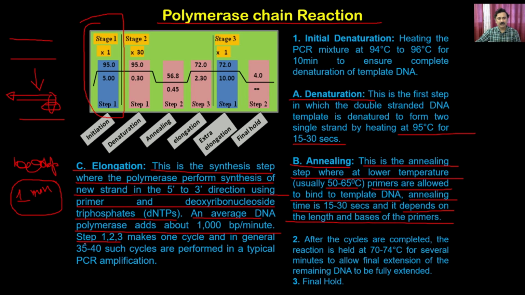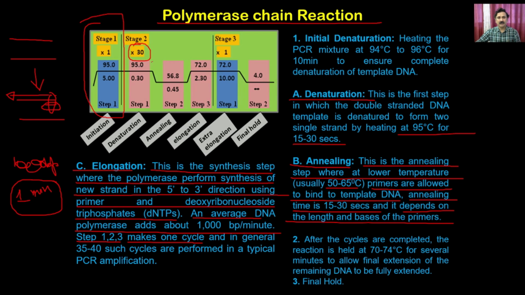So steps A, B and C make one cycle, and this will continue for multiple cycles. For example, in this example, we are saying that this will continue for 30 cycles. If this continues for 30 cycles, you can imagine that if you started with one, it is going to give you a lot of amplification of the same template.